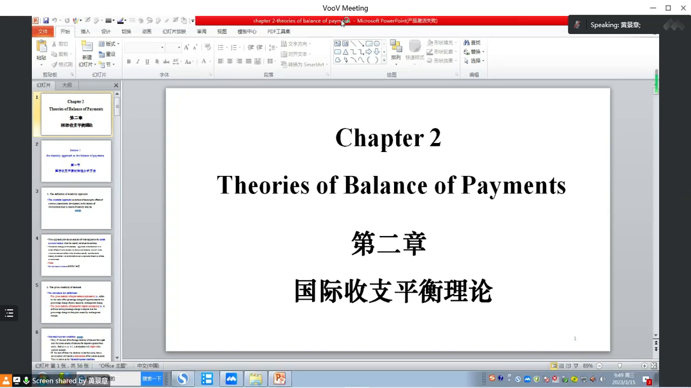Study Chapter 2, Theories of Balance of Payments. Last time we learned Chapter 2, Theories of Balance of Payments. Today we are going to continue to study this chapter. Let's review what we learned last time.